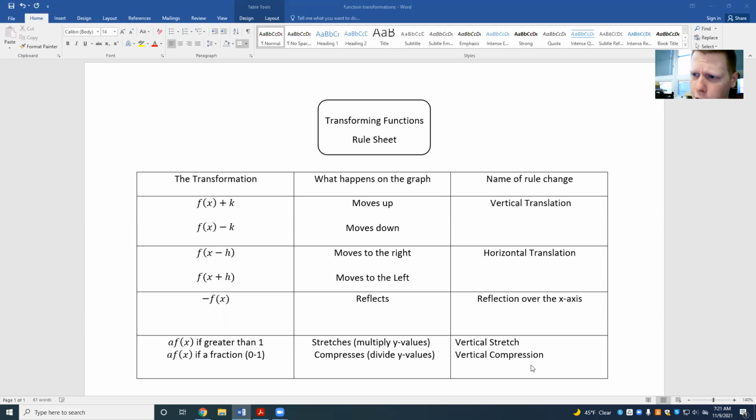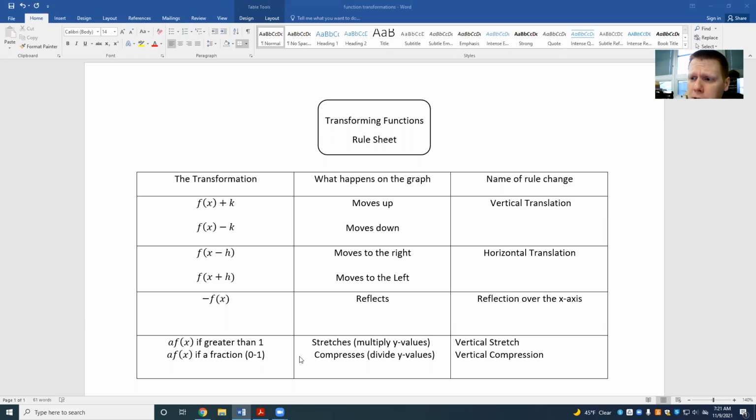I don't know if you know what the word compression means, but for example, if you're putting compressed air into a tire, you're putting a lot in a shorter space. So when your graph compresses, it's kind of pushing it down. You're shrinking it into a smaller space, the same function. So these are our rule sheets.